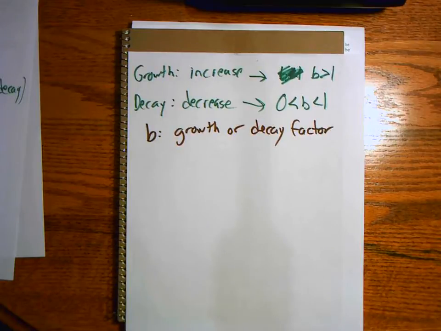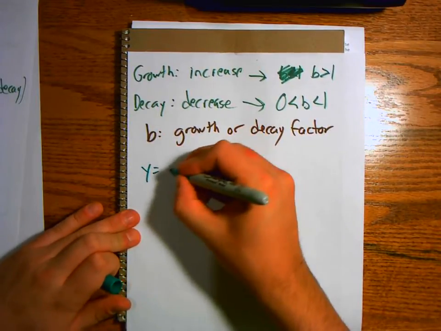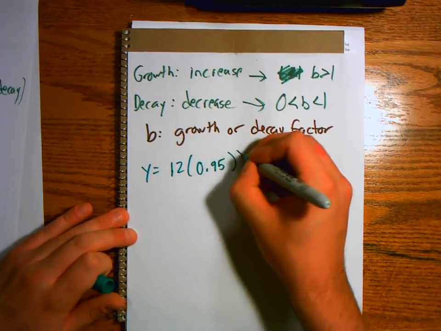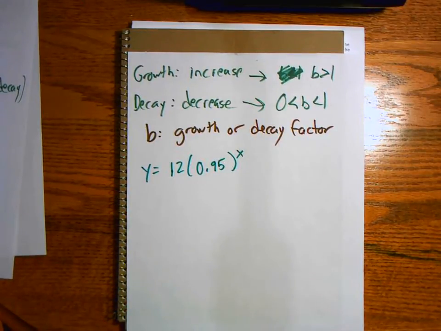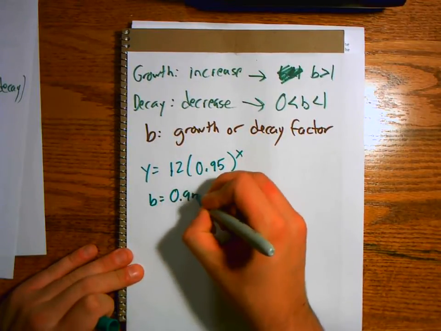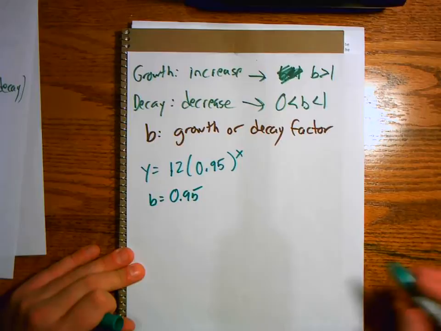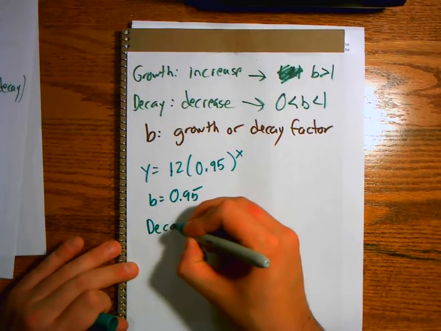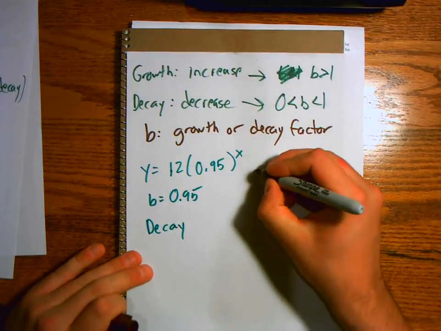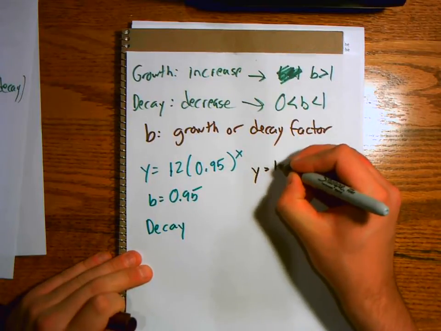So taking a look at a few examples, if we have y is equal to 12 times 0.95 raised to the x, a way you can determine whether this is a growth or decay is you know that your b is equal to 0.95. So since it's between 0 and 1, this is a decay. And in other instances, you may be asked to find what the y-intercept of this equation is. And in order to do that, you just replace your x with 0.